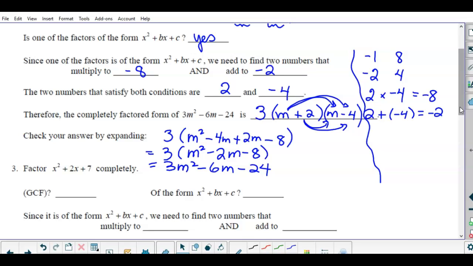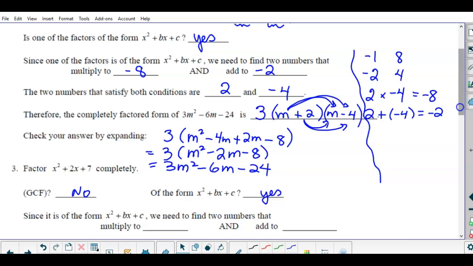Next one, greatest common factor, there isn't anything. Remember, we're talking about prime numbers. 2 and 7 are prime, so you know that no numbers go into them, and there's not an x in every term. So that's no. Is it an x squared, an x, and a constant? Yes. Okay.